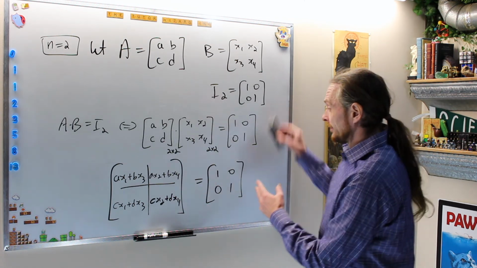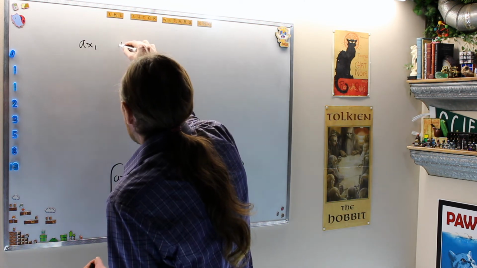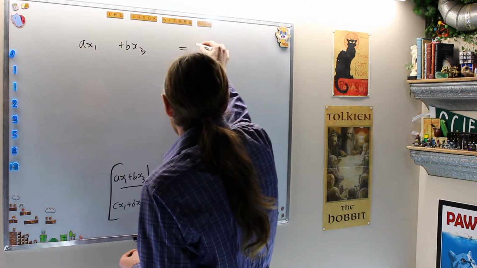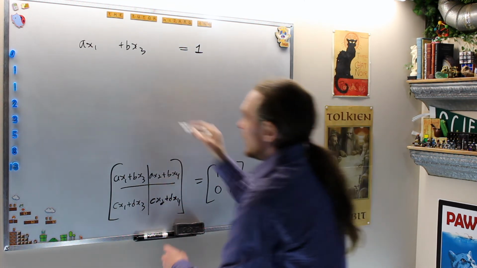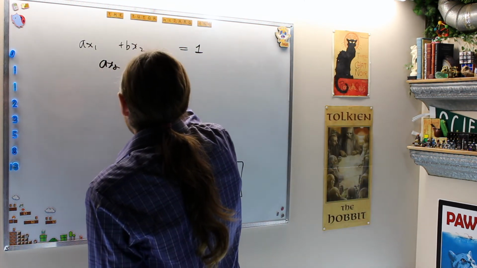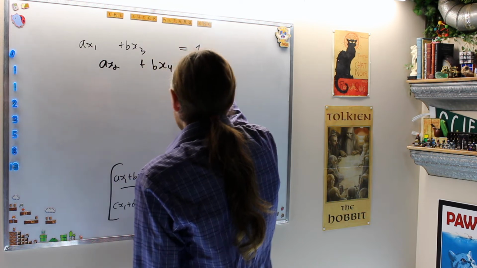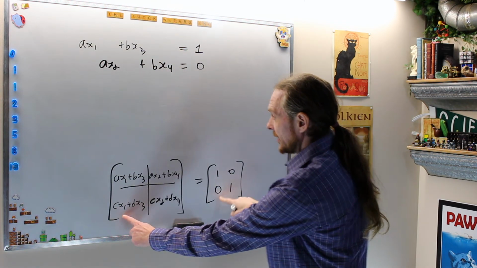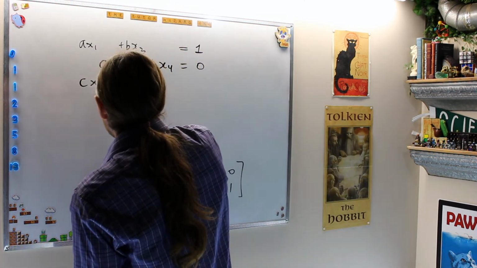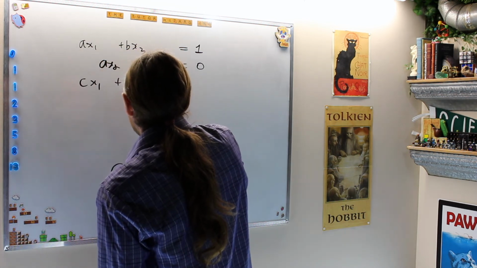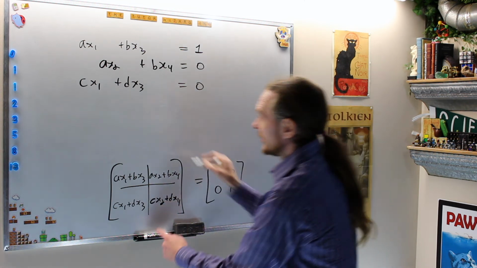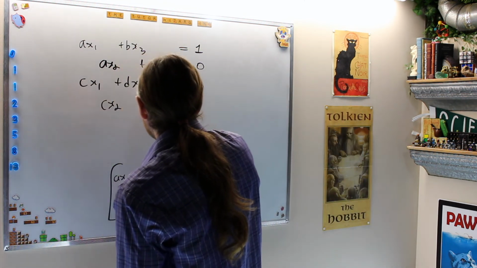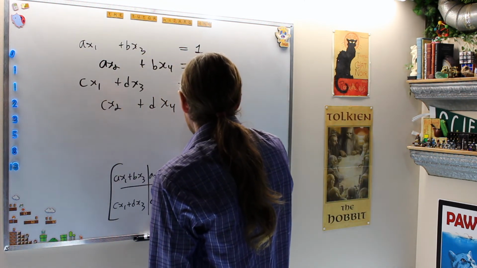That gives us AX1 plus BX3 equals 1. This has to equal this. AX2 plus BX4 has to equal 0. This has to equal this. CX1 plus DX3 equals 0. And this has to equal this. So CX2 plus DX4 has to equal 1.